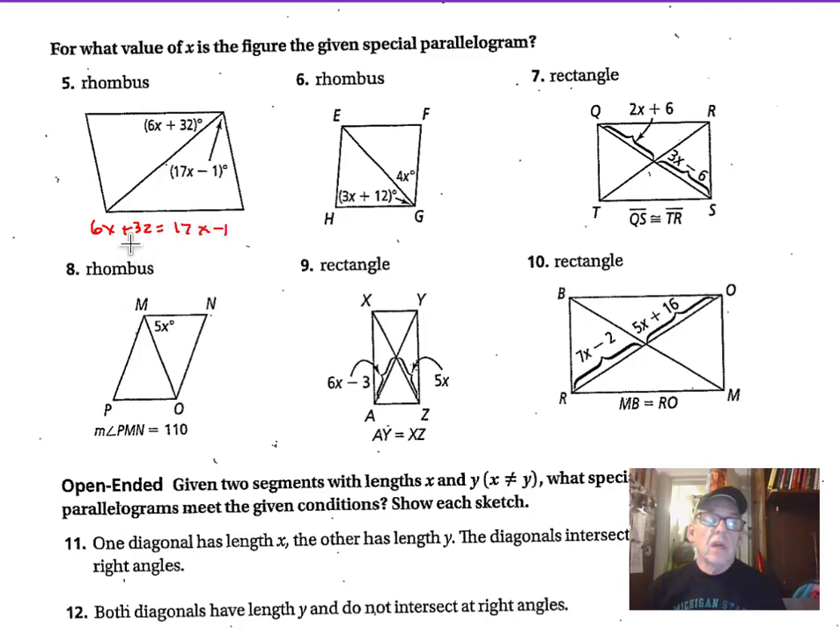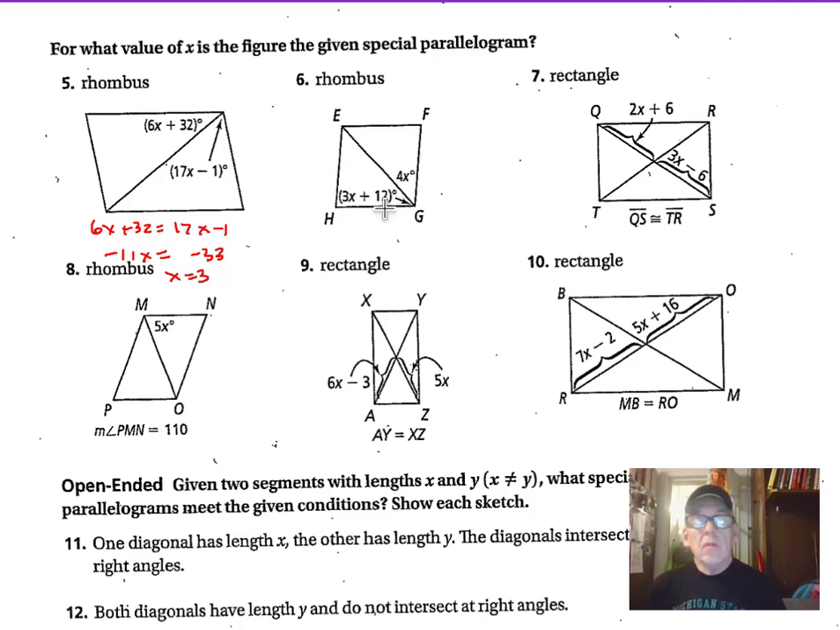If I take away 32 from both sides and take away 17x from both sides, I get minus 11x is minus 33, so x is going to be 3. So if x was 3, these two angles would be equal to each other, which would mean that this diagonal here would be a bisector, and that would make it a rhombus.